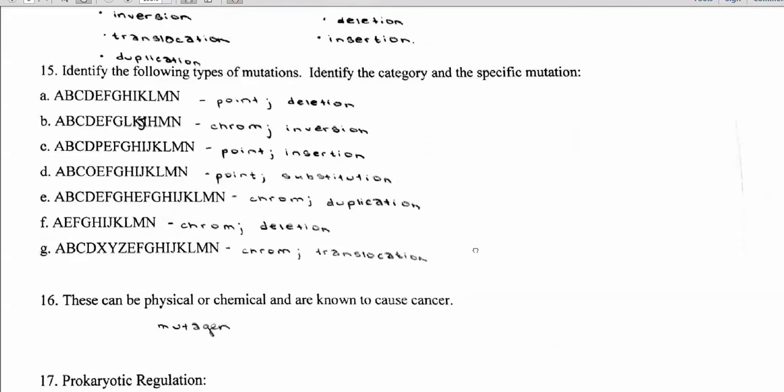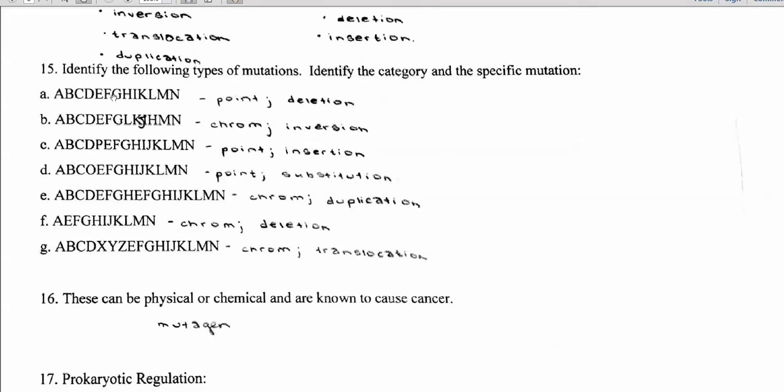All right. So for 15A, I've got A, B, C, D, E, F, G, H, I. I got rid of J. So this is point. You're just dealing with one base. All my letters represent bases, and it's a deletion. Here, guys, I forgot to put the J there. I'm sorry. I have A, B, C, D, E, F, G.